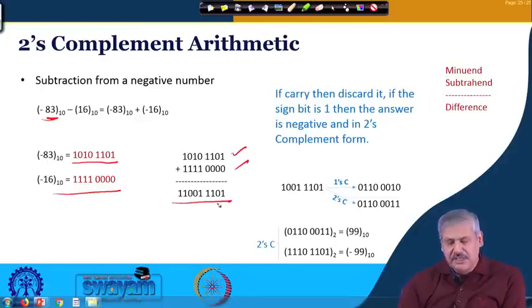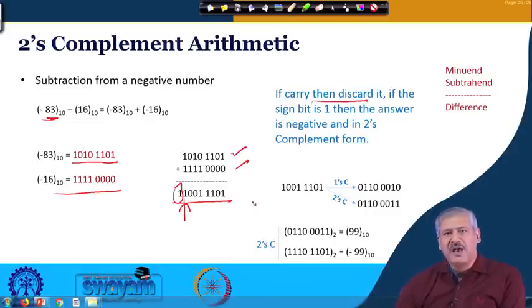So, this is what you get here. We have got a carry, we discard this carry, and we see the sign bit here is 1, so we know the answer is negative, and when the answer is negative it is in 2's complement form. If you want to know the magnitude of the value, we have to convert from binary to decimal, then we have to take another 2's complement of it to find the magnitude.